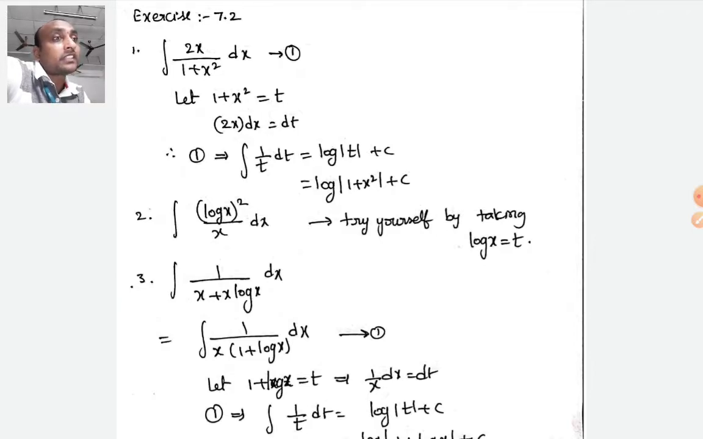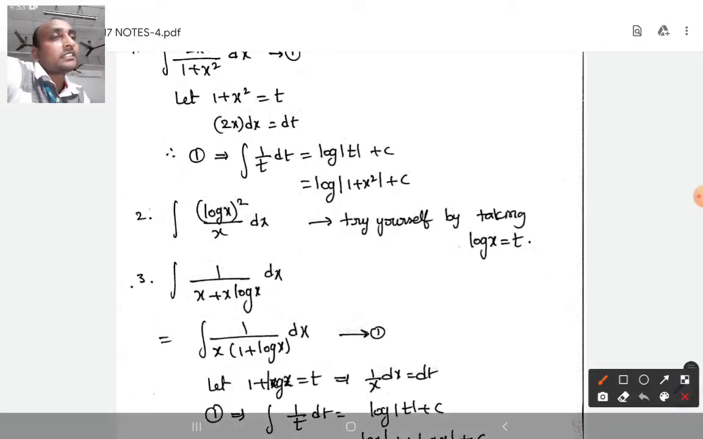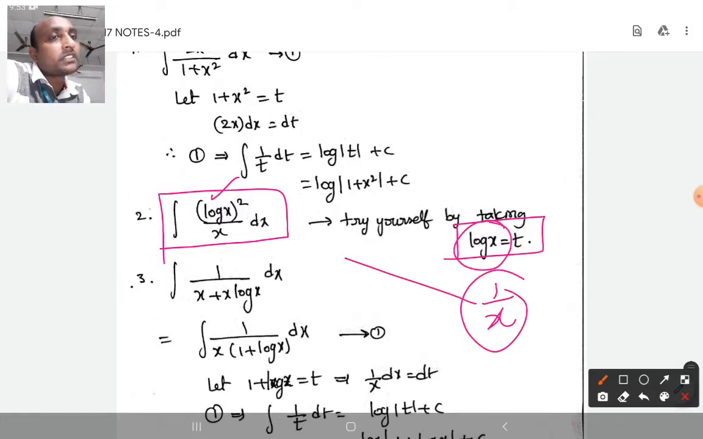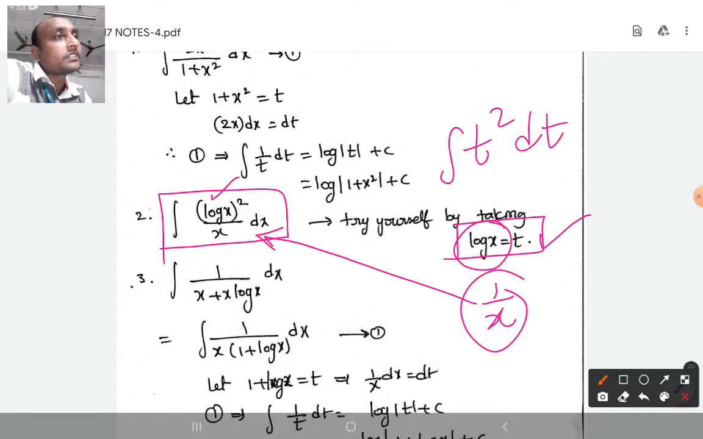The derivative of that must be a factor of dx, that means it will be a multiple of dx. Like see once, in this one, log x whole square by x, which looks complex. People will always try to take log x whole square as t, that is wrong. You just take log x as t, because what is the derivative of log x? 1 by x, which is present here. 1 by x dx is dt, so you take log x as t and proceed with the problem. You will get the integration of t square into dt, whose integral is t cube by 3.